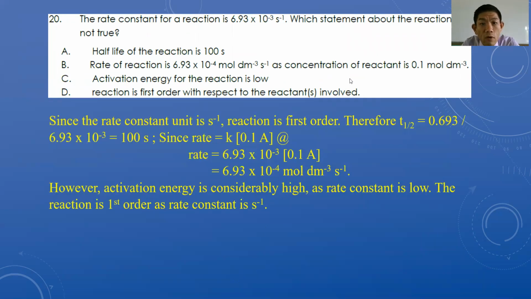So C, activation energy of reaction is low. Activation energy is considered relatively high because the rate constant is lower. So the reaction is first order with respect to here. So the best answer in here is C. Okay.